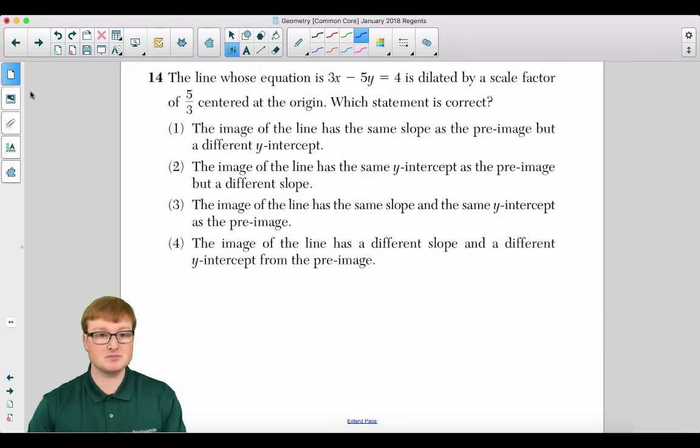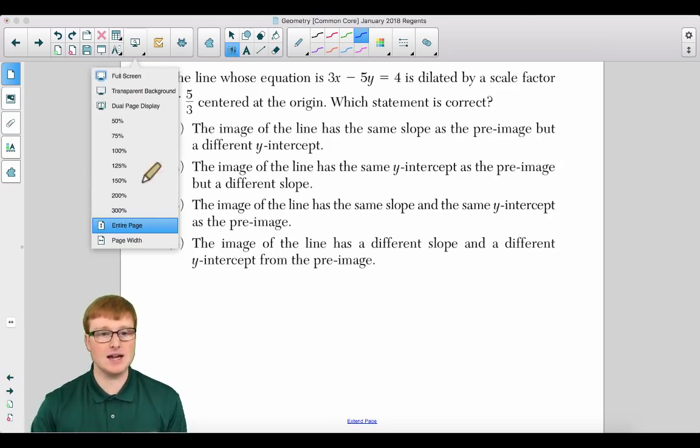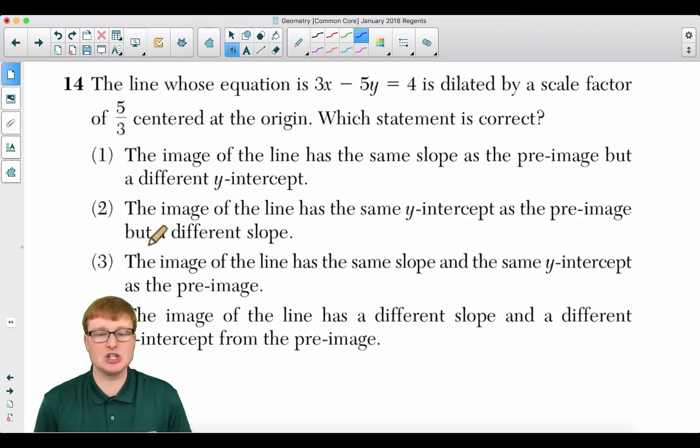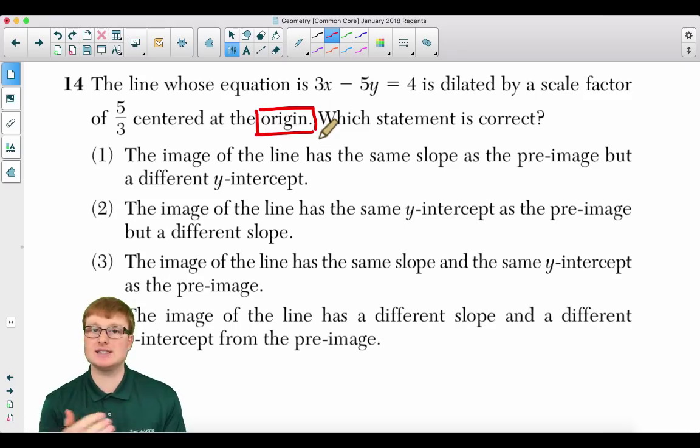Number 14. The line whose equation is 3x minus 5y equals 4 is dilated by a scale factor of 5/3, centered at the origin. Which statement is correct? First and foremost, it says it's centered at the origin. One of the things that I encourage everyone to do is, when you're dilating lines, look at the center of dilation and ensure that the center of dilation is not on the original given line.